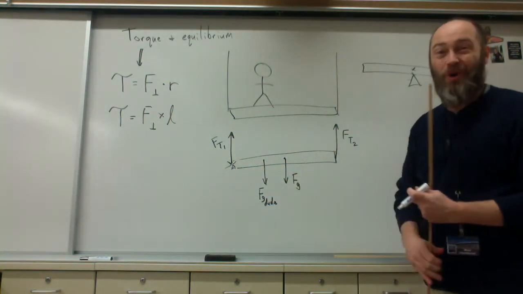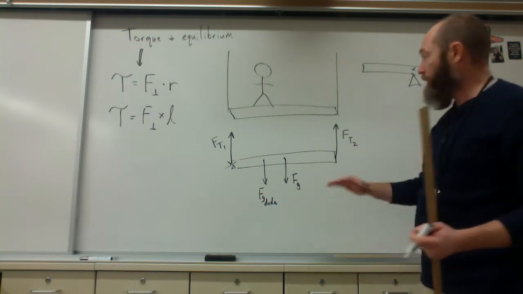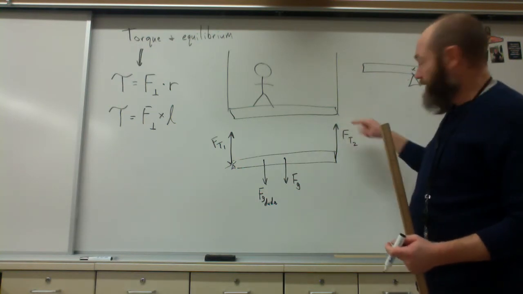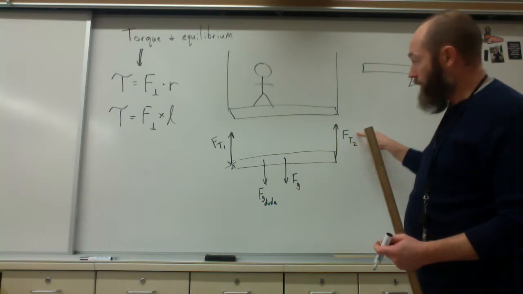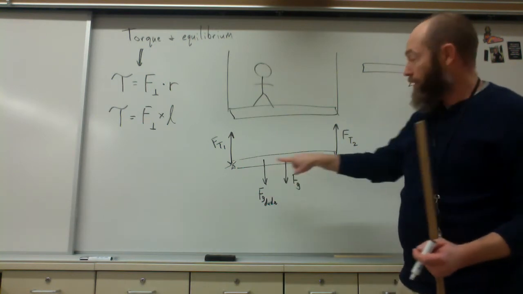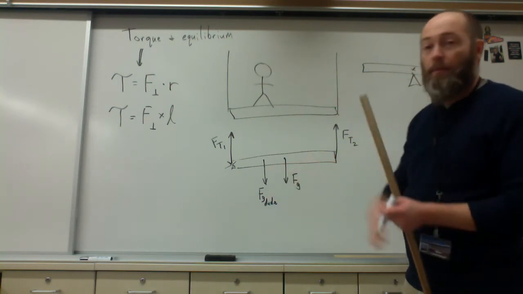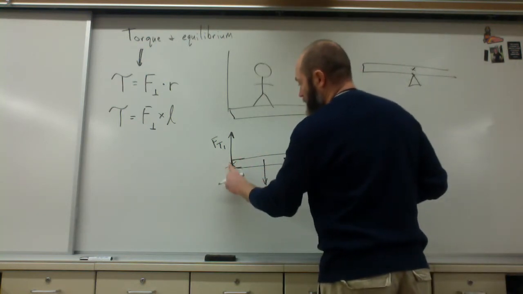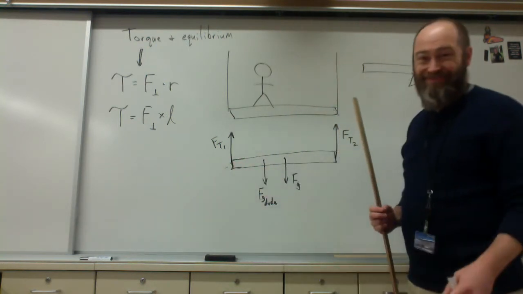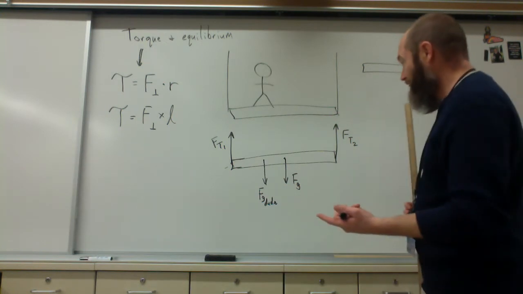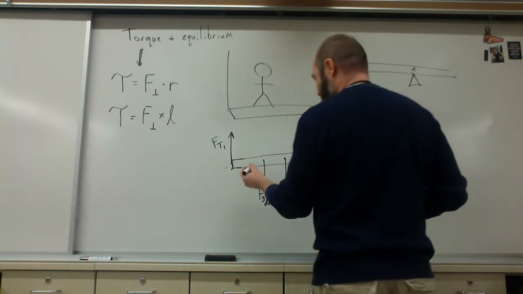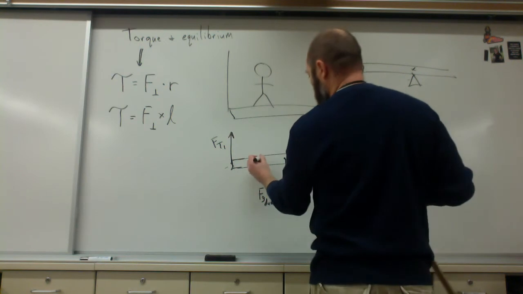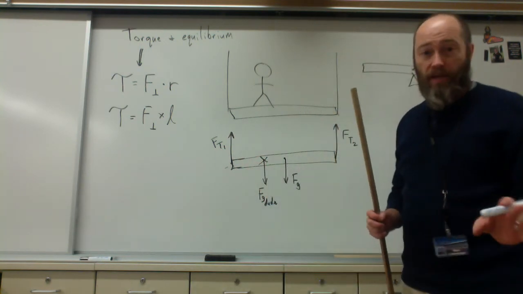So if I was writing my torque equation, it would be force times lever arm for this one, minus force times lever arm, minus force times lever arm. But here's where you have to be careful. Let's say I picked a different axis of rotation. Let's say I picked right here, okay? I picked that as my axis of rotation.